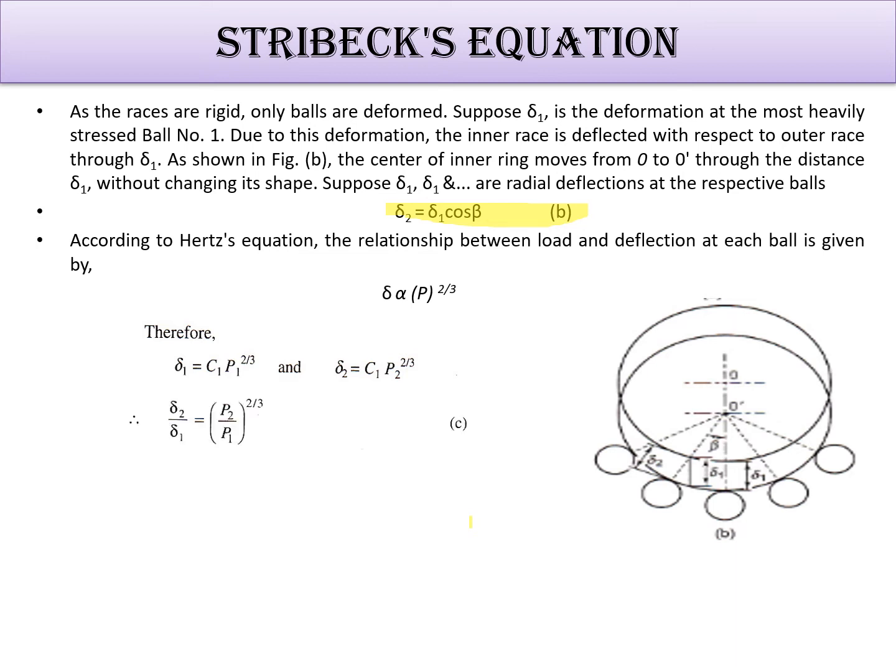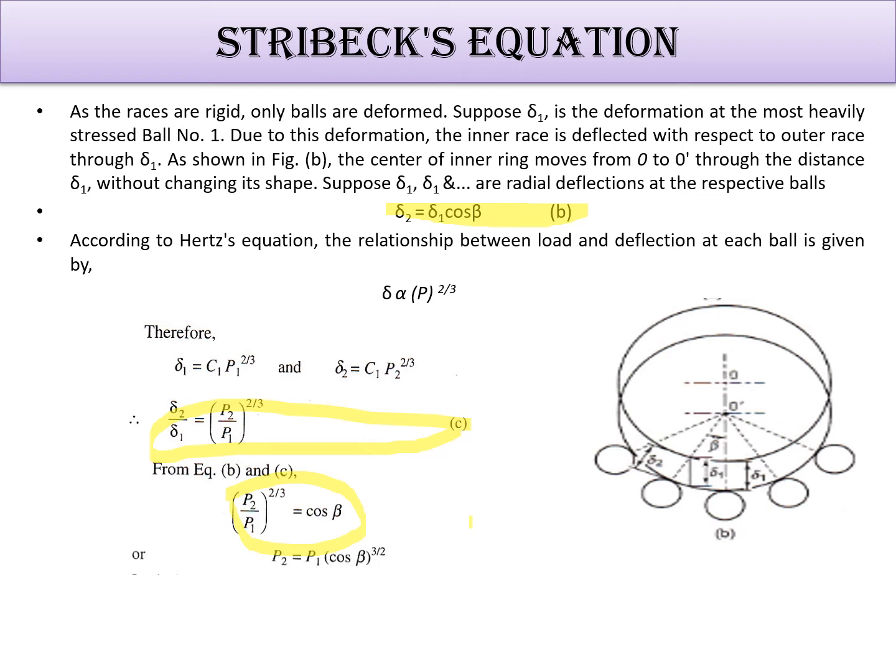Now from B and C, what can we get? Delta 2 by delta 1 will get cancelled, and we can put delta 2 by delta 1 as cos beta. So this cos beta is inserted here, and we get this relation. Based on this relation, P2 is equal to P1 cos beta to the power 3 by 2.